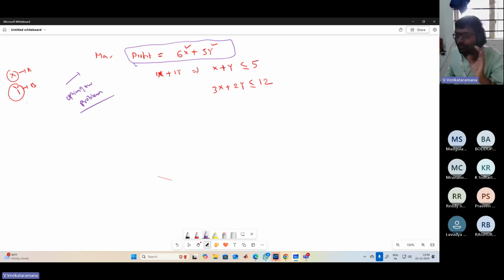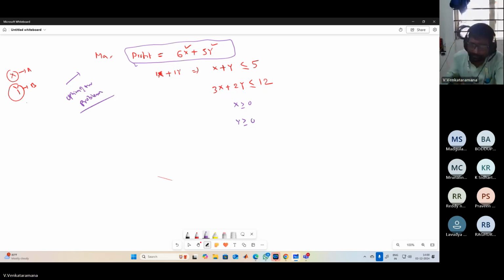So your X and Y, the number of A-type chocolates and number of B-type chocolates, can never be a negative value. It will be 0, that means you are suggesting don't produce the A-type chocolate or don't produce B-type chocolate. Otherwise it is positive, maybe 2, 3, 10, 100, whatever it may be. So X should be greater than or equal to 0 and Y should be greater than or equal to 0. This is how we can build the mathematical modeling for an optimization problem as per your client requirement.